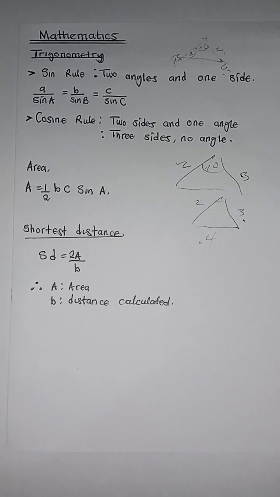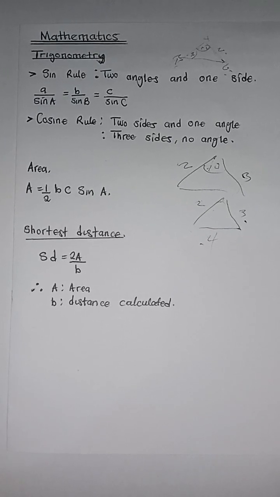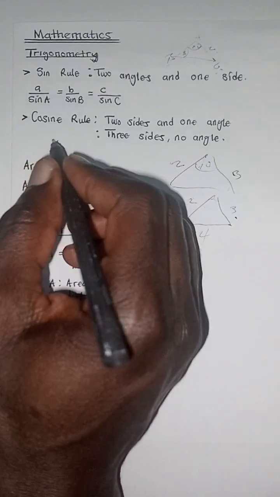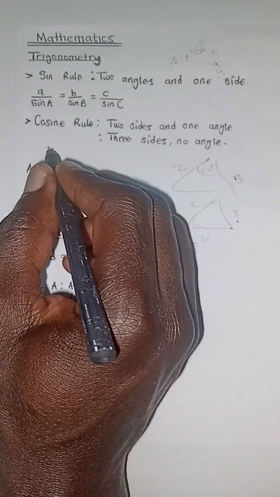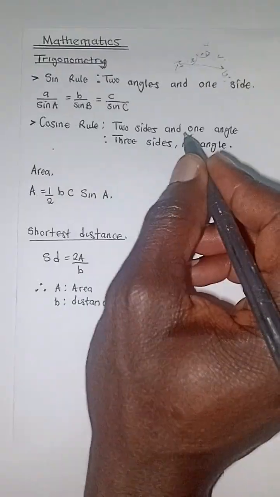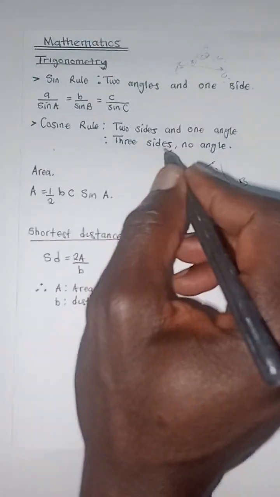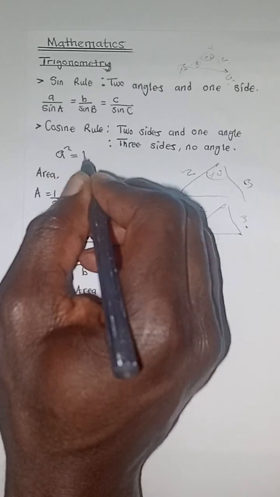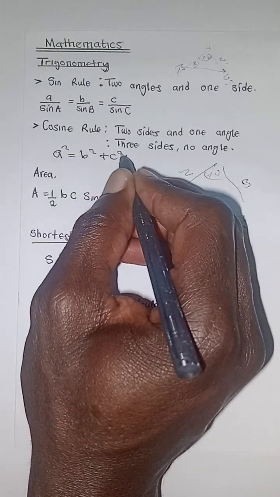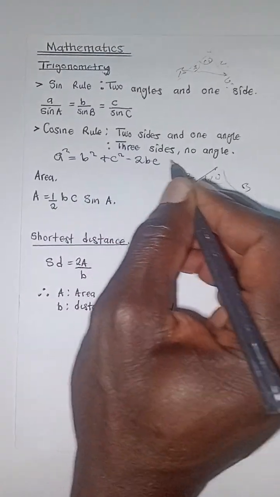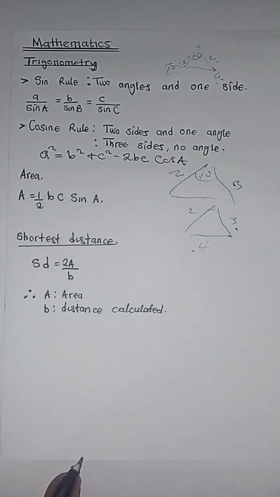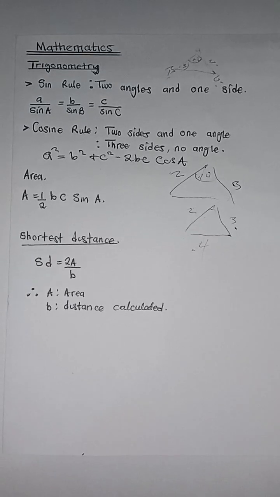Now, what is the general formula that we use to determine the side or maybe the angle under the cosine rule? We only use the cosine rule when we've been given two sides and one angle, or three sides and no angle, and the formula is a squared is equivalent to b squared plus c squared minus 2bc cos A. Okay, this is the general formula that we use for the cosine rule.